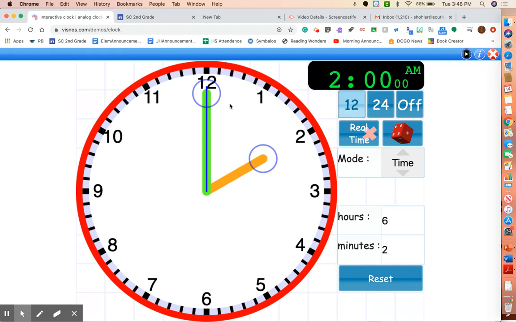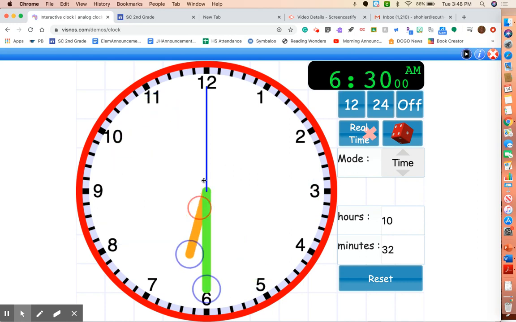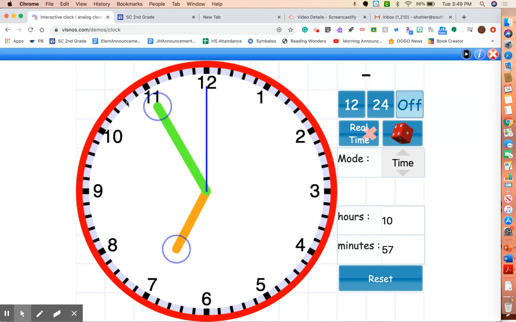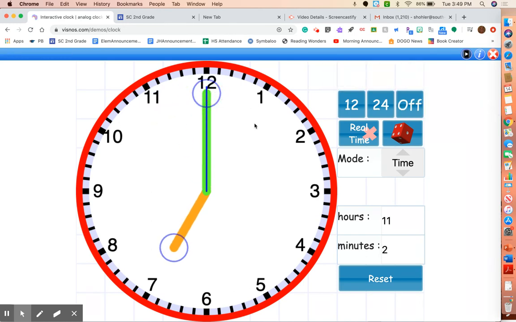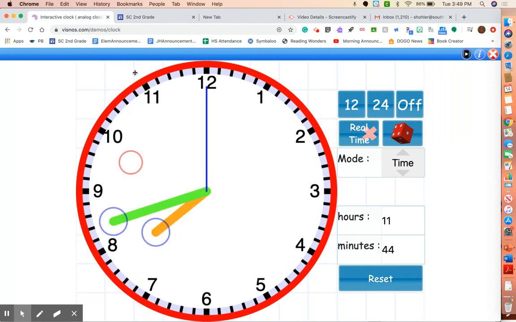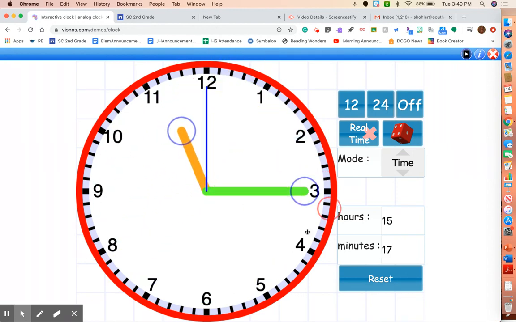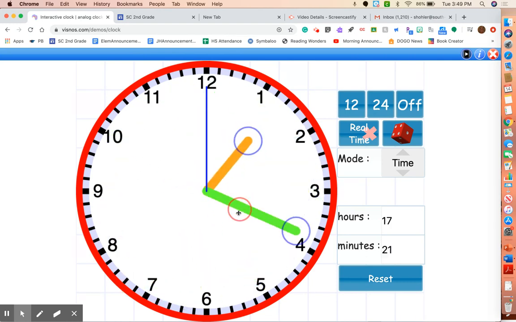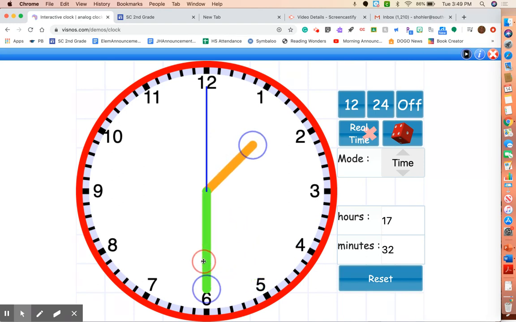All right, let's try 3 more. How about this time? What time is it? I sure hope you said 7 o'clock because you are right if you did. And let's do one more. Hey, if you want to check out this clock, all I did was go into Google and search interactive clock. And this is what came up. So if you want to try this one, you can too. Okay, so it is 1:30 here. We're in the 1 o'clock hour, 1:30.